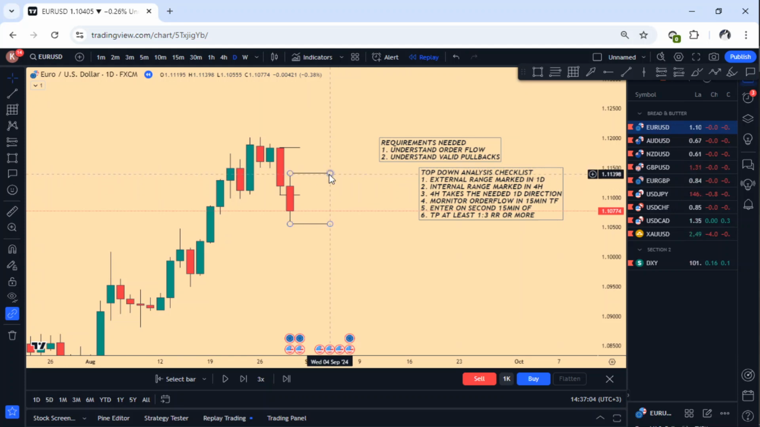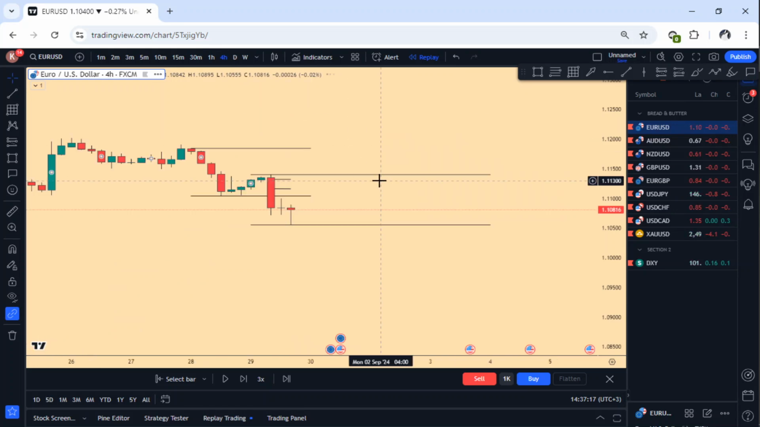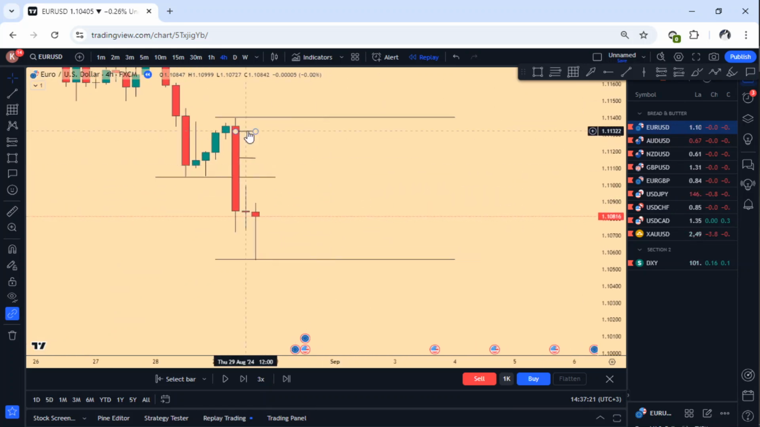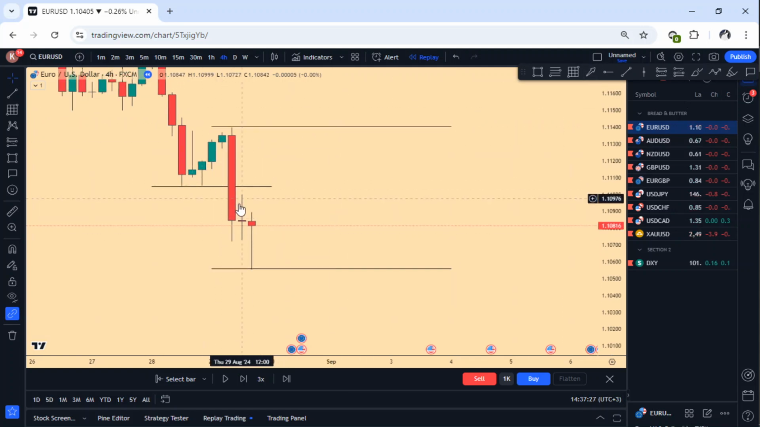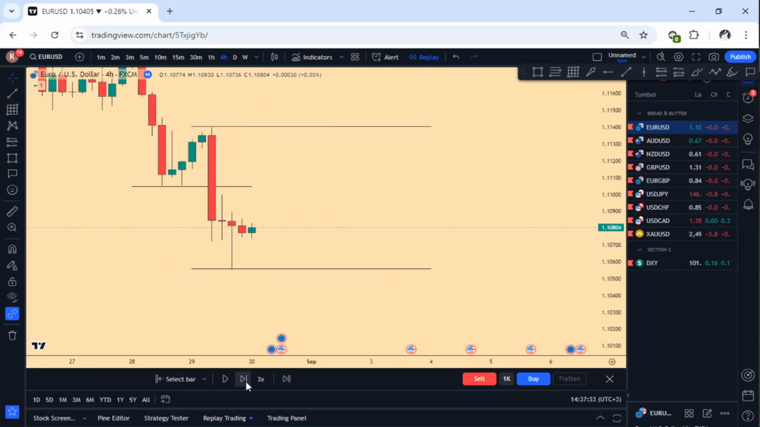So we are looking for again sell-offs. That is already marked external range, this and this, but we are targeting this. So internal range in 4 hours. So 4 hours, this is our internal range in 4 hours. So let's start marking. So the market is now downward. Let's see if it is going to push. The market is still going downwards.